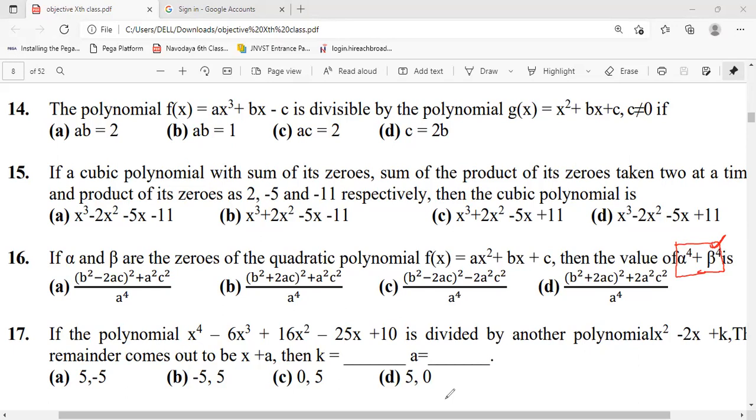Next, 17th. If the polynomial x power 4 minus 6x cube plus 16x square minus 25x plus 10 is divided by another polynomial x square minus 2x plus k, then the remainder comes out as x plus a. Then they are asking the k and a values.